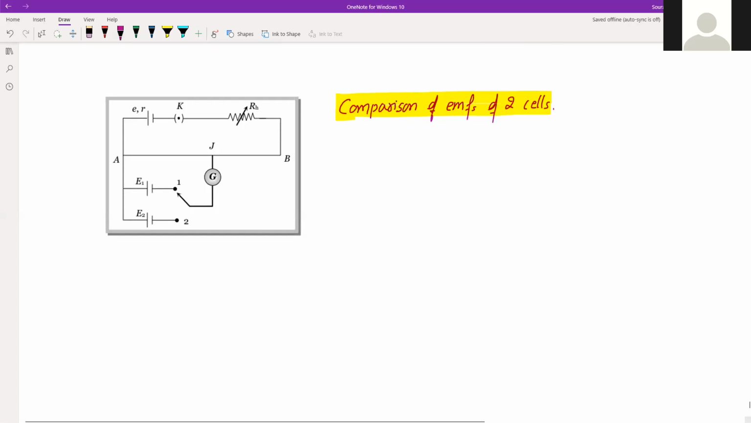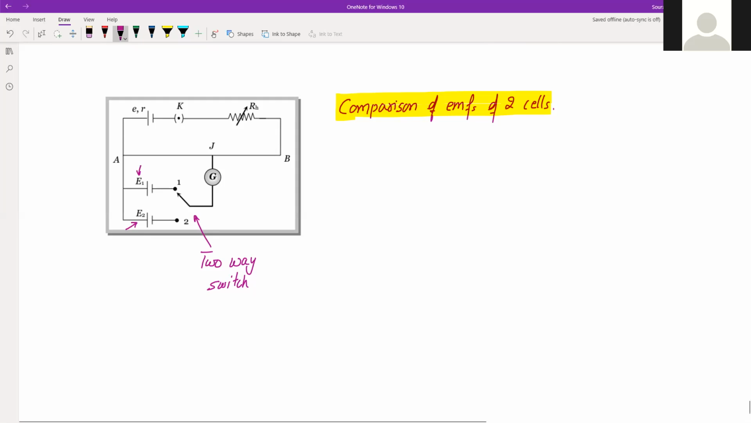In this case, as you can see in the circuit diagram, there is a two-way switch here. What does it do? In one position, it will connect E1 with the circuit. In the second position, it will connect E2 with the circuit. So these are the two cells, E1 and E2, which we want to compare, right? When one is connected, you will get a balancing length. When two is connected, you will get another balancing length.